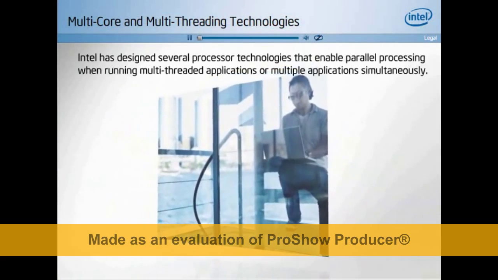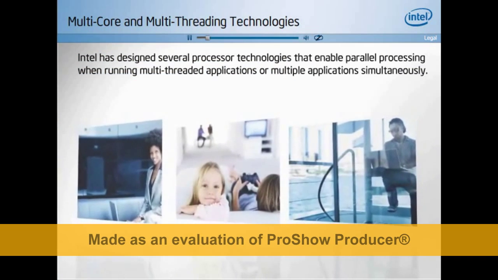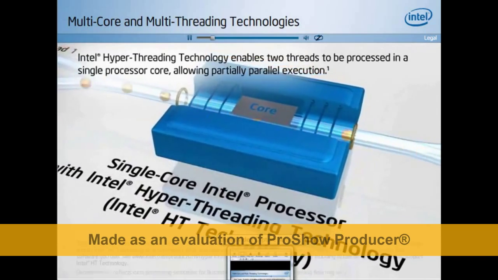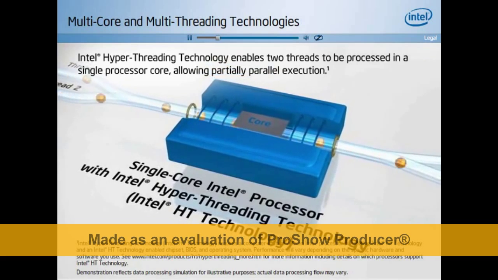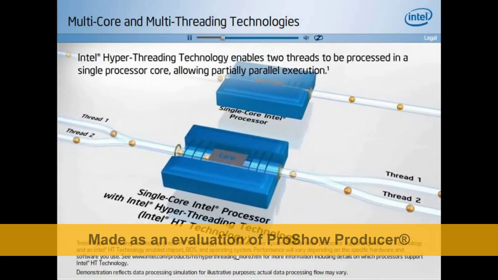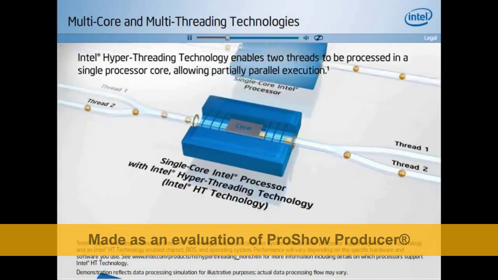Intel has designed several processor technologies that enable parallel processing when running multi-threaded applications or multiple applications simultaneously. The first, Intel hyperthreading technology, enables two threads to be processed in a single processor core, allowing partially parallel execution, whereas traditional single-threaded processors could only process one thread at a time.